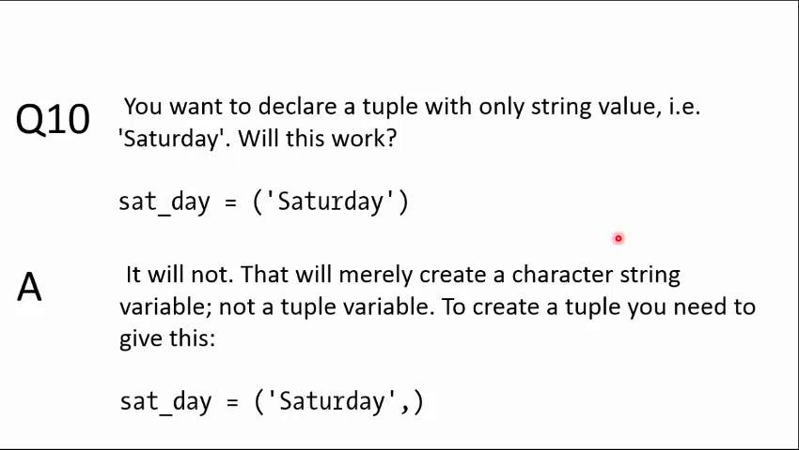To create a tuple variable, you have to use this funny syntax, I would say. Just one value, then a comma, and leave nothing after that. So this is how you do it. You create a tuple variable with just one element.